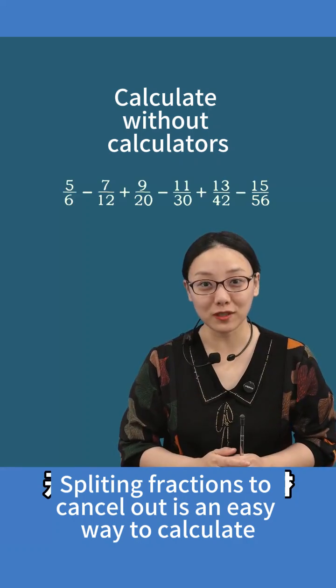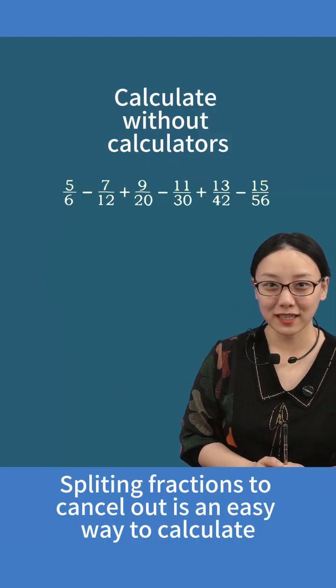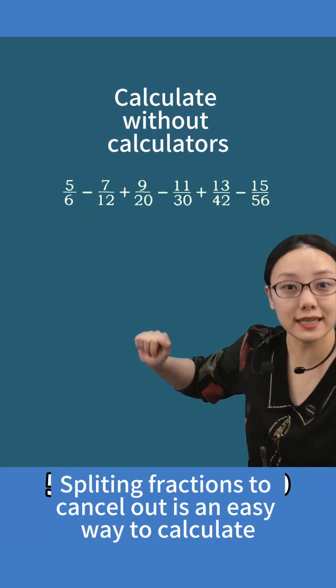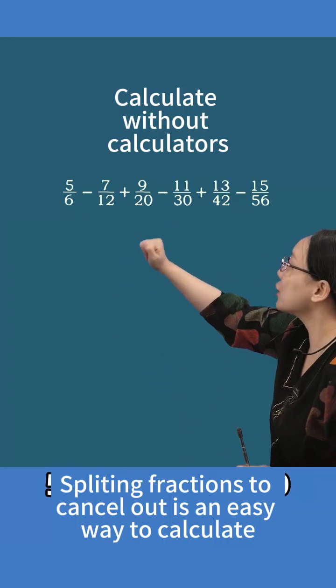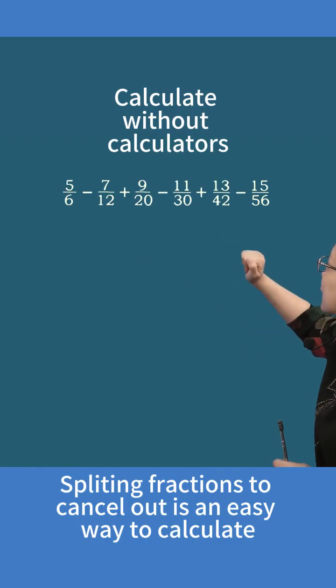No matter which version of the textbook you use, this type of simplified calculation is a must test in elementary school. Let's look at the problem. We're asked to calculate 5/6 minus 7/12 plus 9/20 minus 11/30 plus 13/42 minus 15/56.